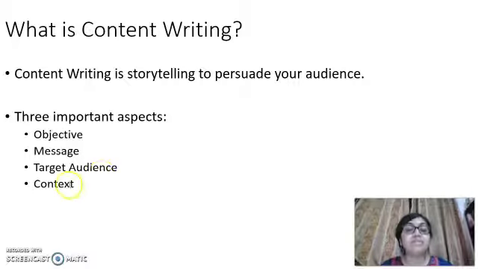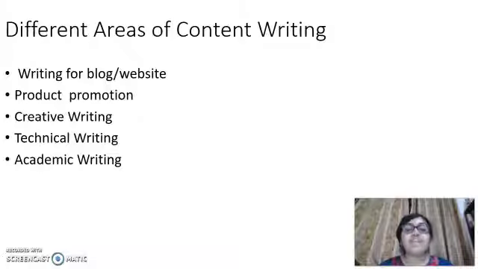And now we come to the fourth concept, that is context. Your context is very important. Sometimes it is informal writing, sometimes it is formal writing, and sometimes it is technical writing. Based on these contexts, your writing will definitely differ. Is it clear? Now I'll take you to the third slide, wherein I explain what the different areas of content writing are.